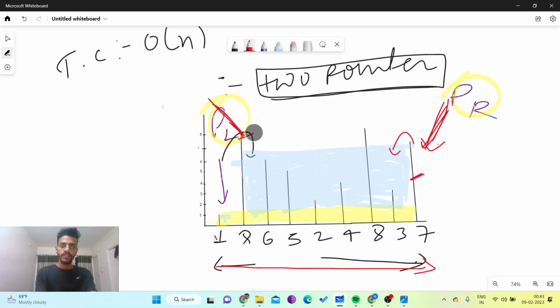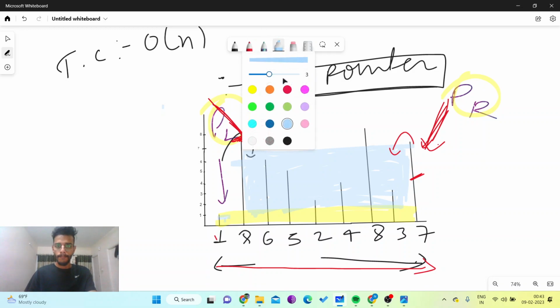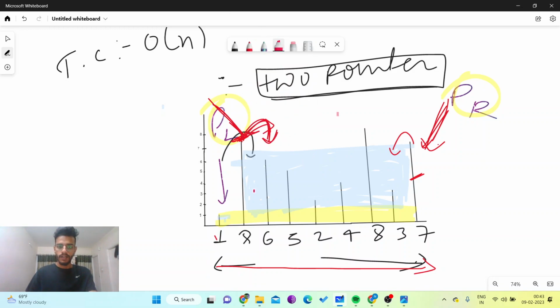Why will I not move the other pointer? Because suppose I move this other pointer to another one. Can I say that the area will be more than this one?